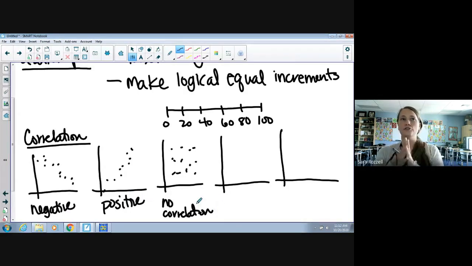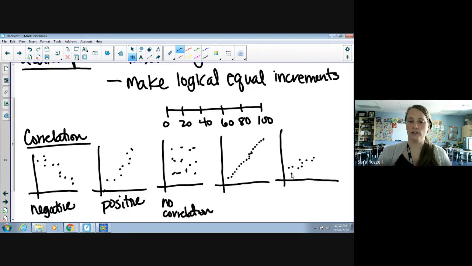Okay, so we got negative, positive, no correlation. We also have strong and weak. Strong and weak means how well it's going to fit to a line. So I'm going to give you one that's pretty strong, and then one that's a little bit weaker. If you see this, almost all of those points can fit on one line here. This one's not quite as accurate if you just drew one line. So this would be strong. This is more of a weak correlation.